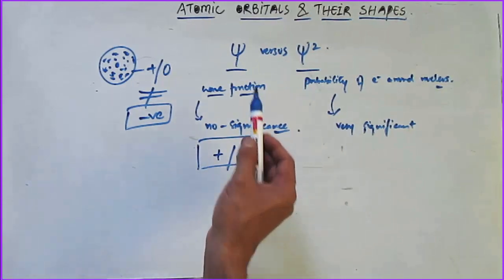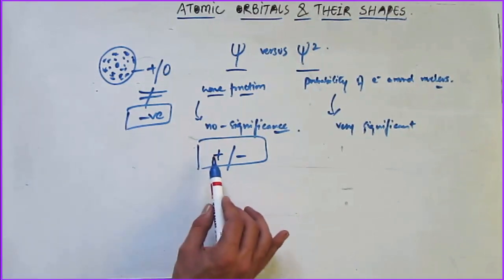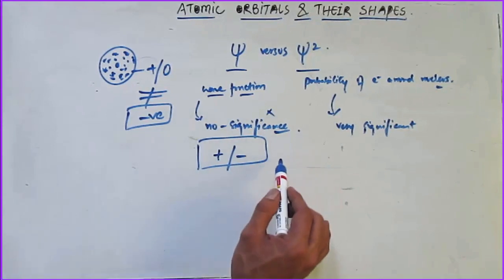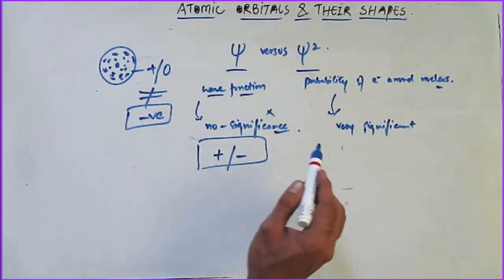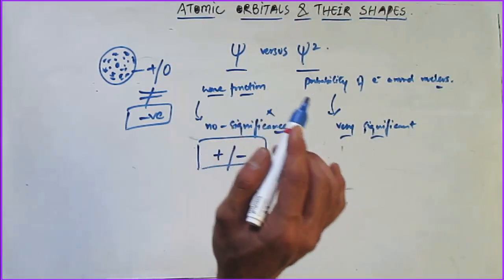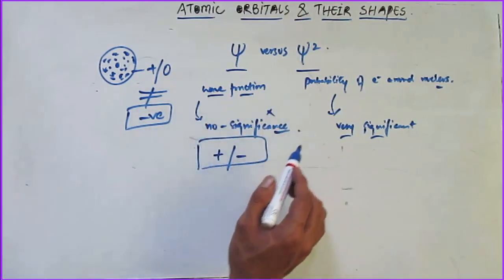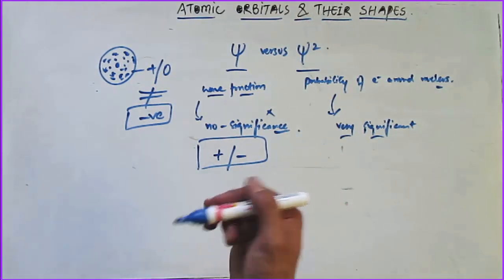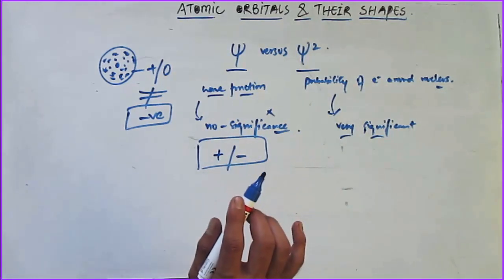So that's why in case of this psi, we sometimes obtain a negative value for the probability of an electron around the nucleus. That clearly says that this psi itself has no significance. But if we try to square the value, that is psi square, that psi square becomes very significant because it gives us the probability of finding an electron around the nucleus. That clarifies the difference between the psi and psi square. I think it will become more clear when we try to do the electron probability distributions or the electron probability density for different types of the atomic orbitals.